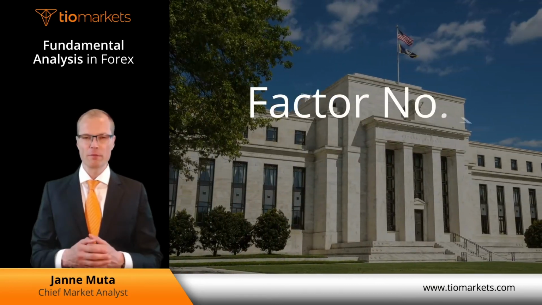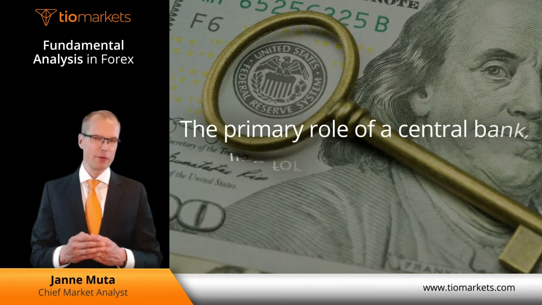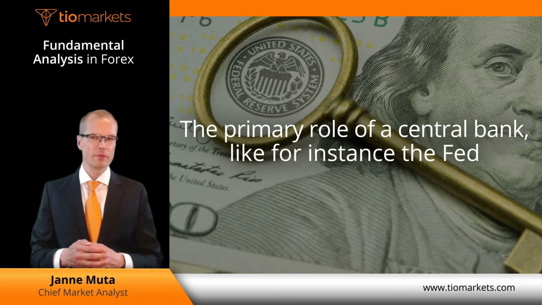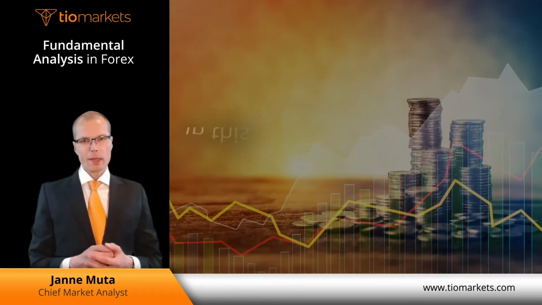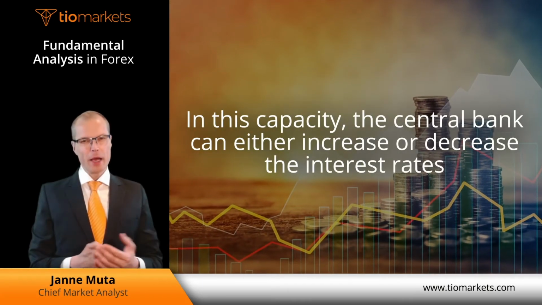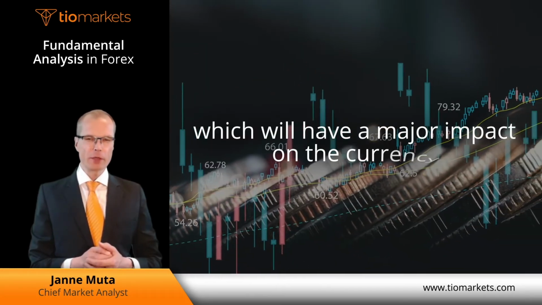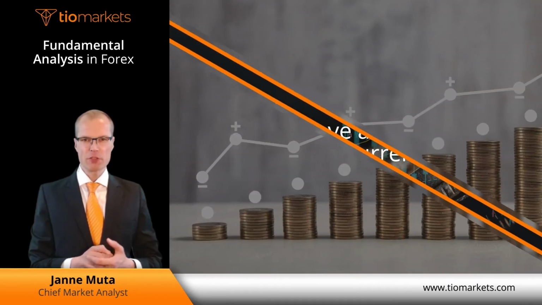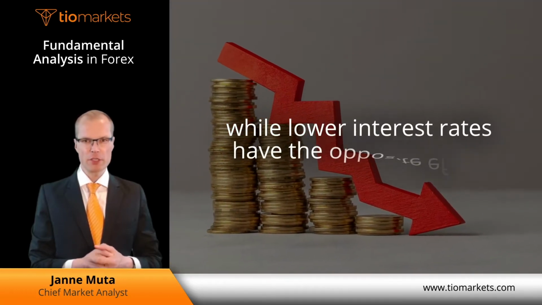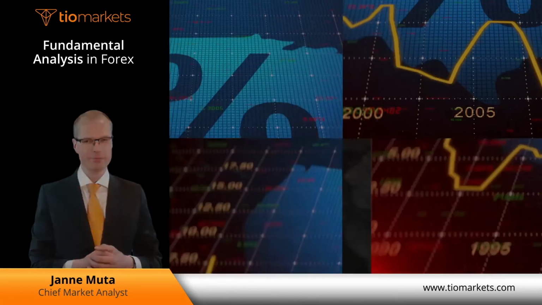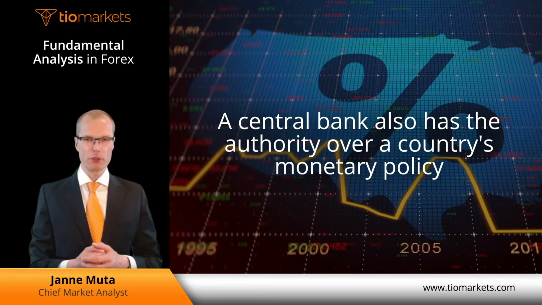Factor number one, central banks. The primary role of a central bank, like for instance the Fed, is to provide price stability and maximum employment. In this capacity, the central bank can either increase or decrease the interest rates, which will have a major impact on the currency. Higher interest rates attract inflows into the currency and move it higher, while lower interest rates have the opposite effect. A central bank also has the authority over a country's monetary policy.